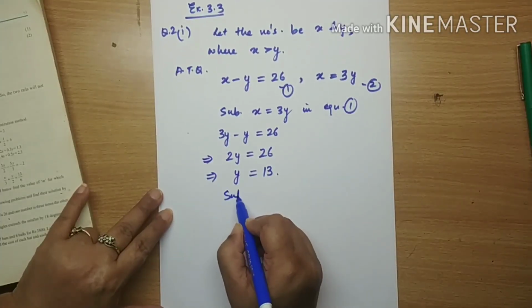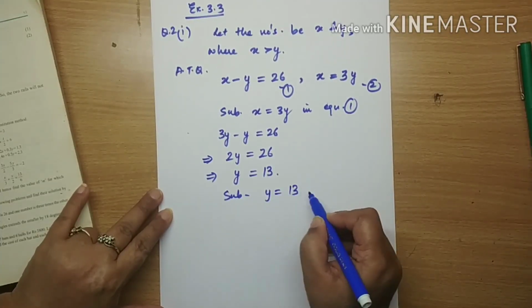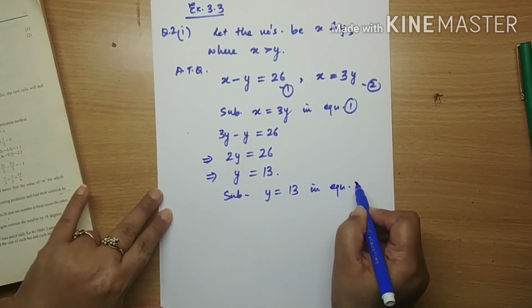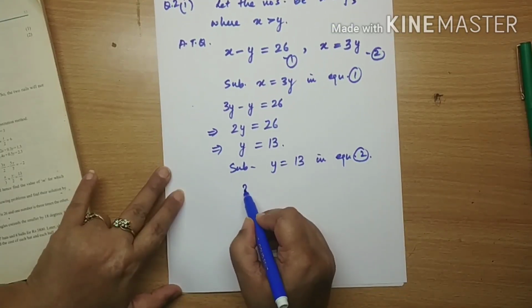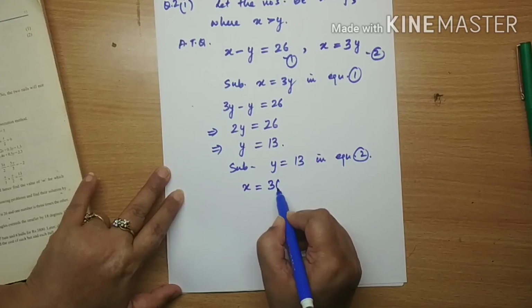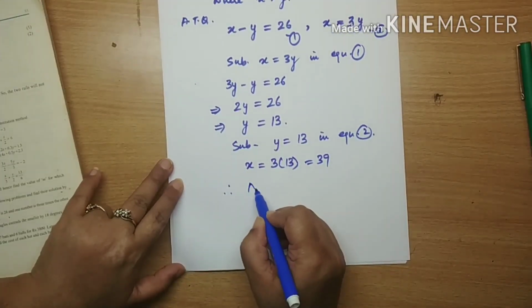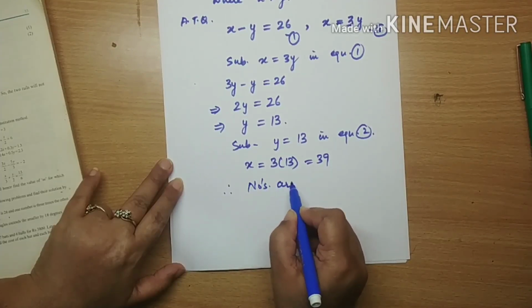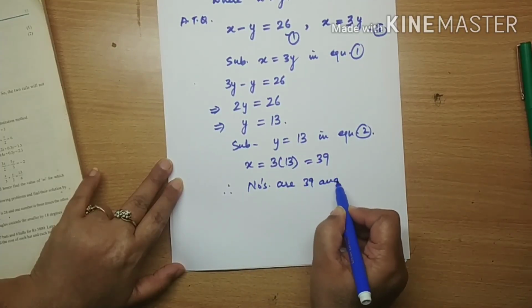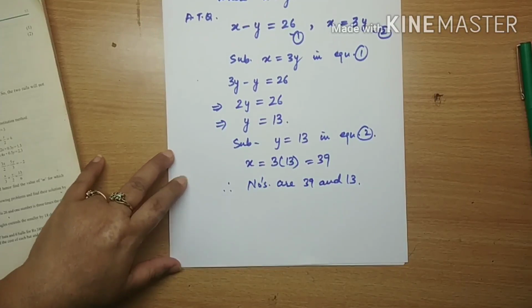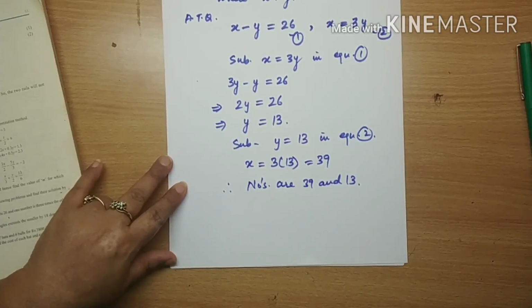So substituting y equal to 13 in equation 2. And what is your equation 2? x is equal to 3y. So 3 into 13, x is 39. Therefore, the numbers are 39 and 13. These are the two numbers, 13 and 39.